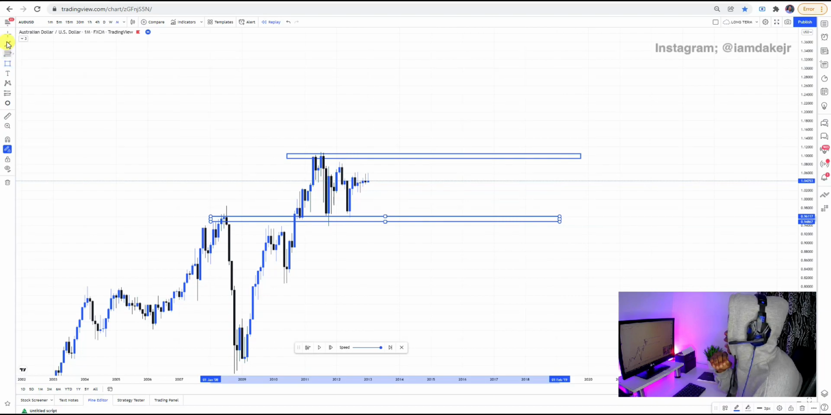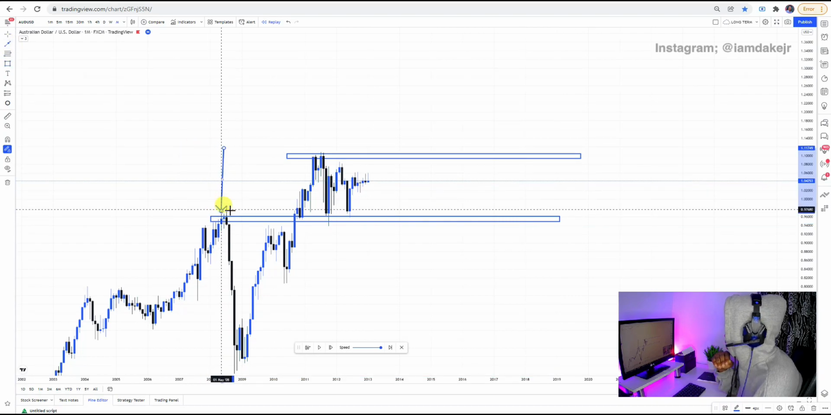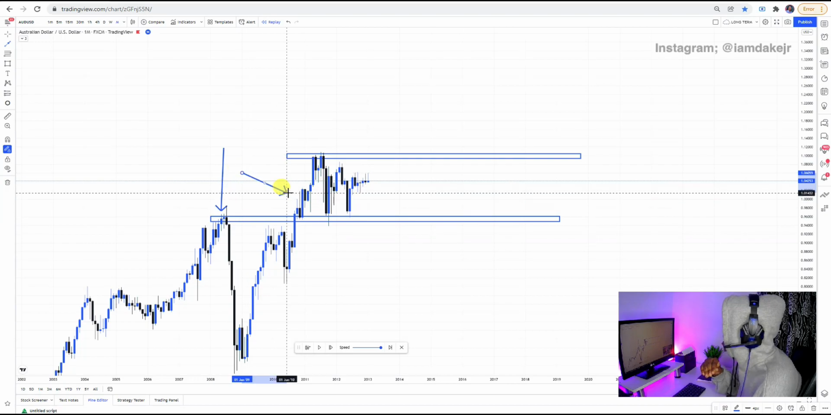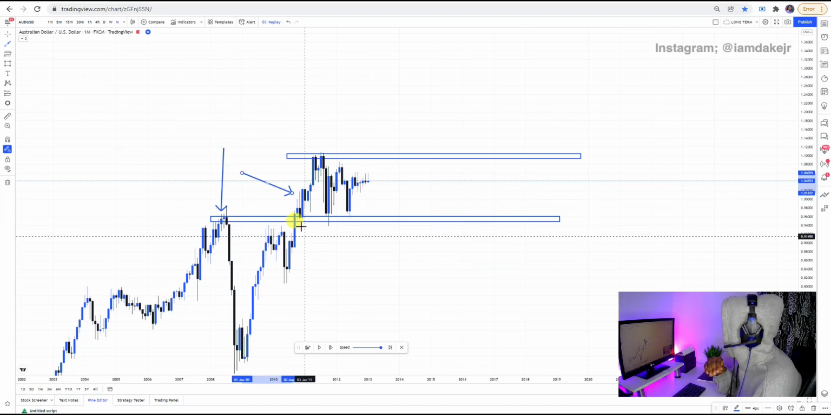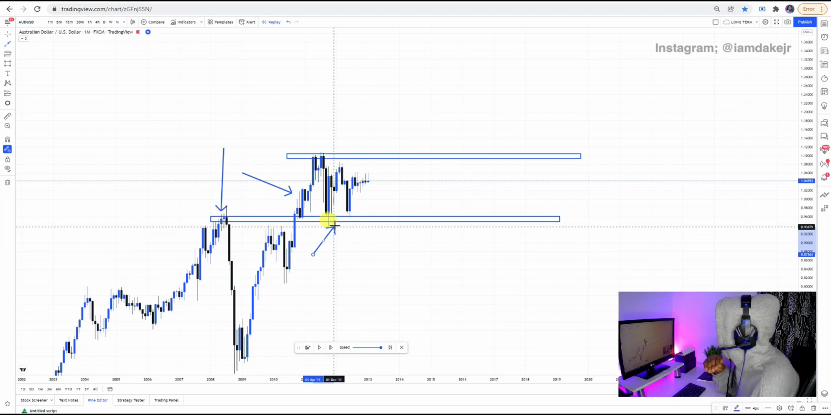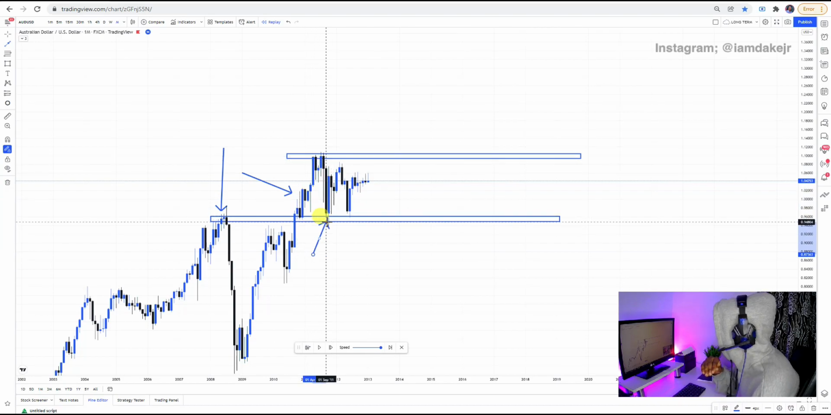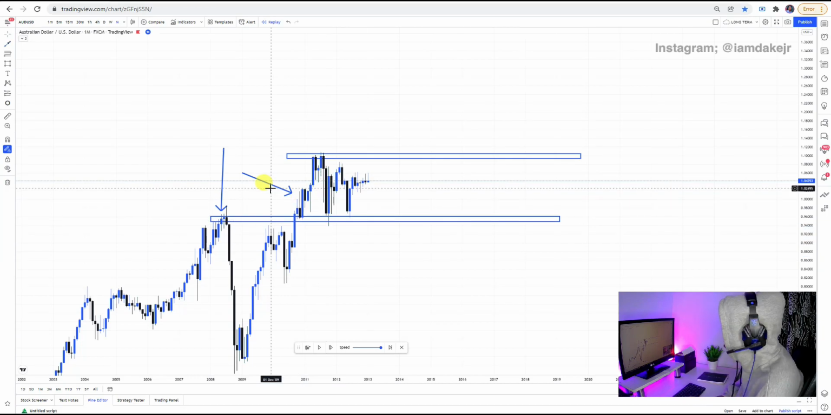Now, why is this our support level? You can see previously that this level acted as a level of resistance. Then we saw price break above this level. Now, this resistance turned support. This resistance is now our new support level, because we had a break above this level and a retest of this level. So once we've established this, we now have a direction for the day.